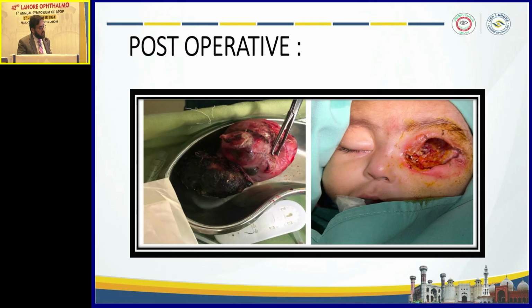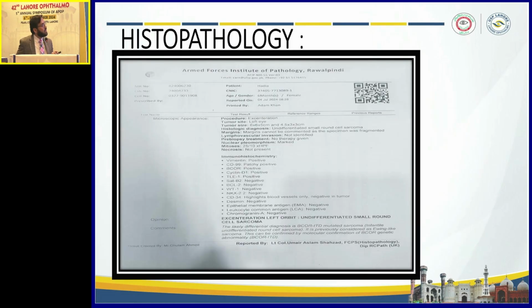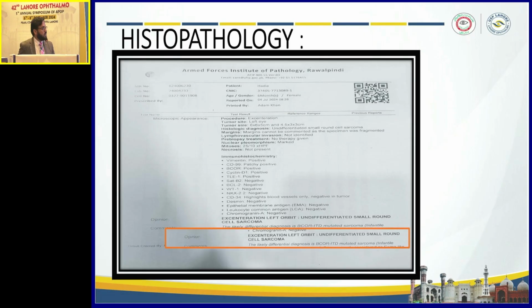Here you can see this. Okay, sorry, exenteration was done. So we sent this for histopathology. We sent it to the Armed Forces Institute of Pathology for immunohistochemistry, and it turned out to be undifferentiated small round cell carcinoma. So this is a very rare tumor. In Pakistan, it is reported that only 62 cases have been reported.